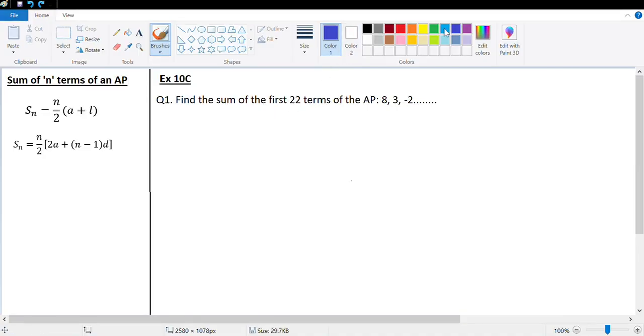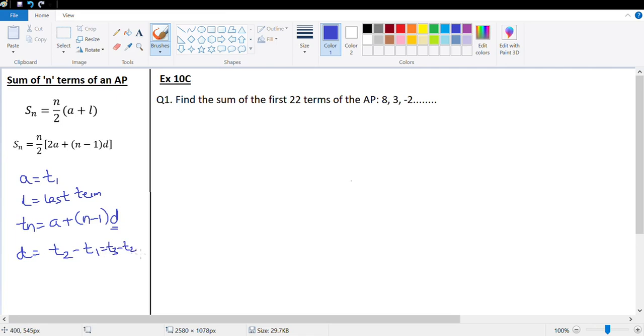Hi guys, let's look at the next exercise of our chapter, Arithmetic Progression. That's exercise 10C. Before we start, let's quickly revise the concepts that we've done till now. In an AP, the first term is known as a, the last term is known as l, the nth term is given by the formula a plus n minus 1 times d, and d is the common difference, which can be calculated by T2 minus T1 or T3 minus T2, basically the difference of two consecutive terms.